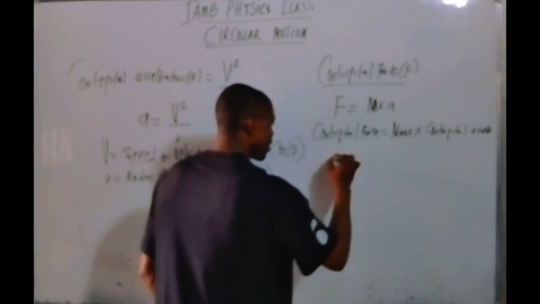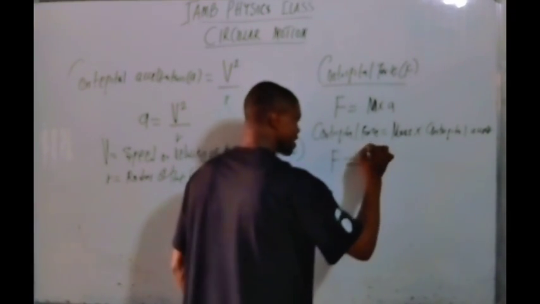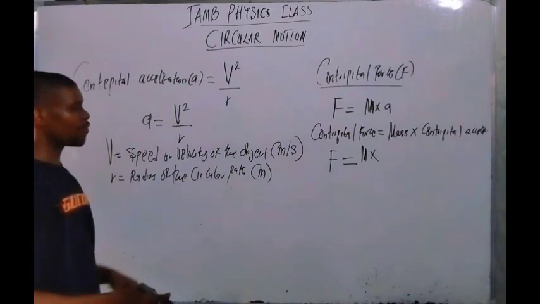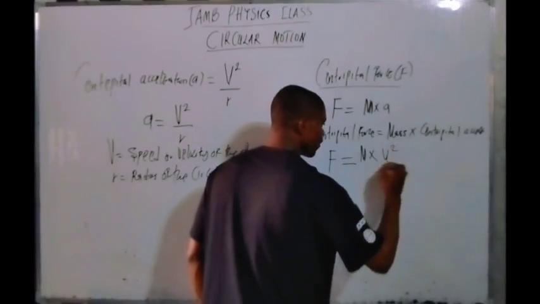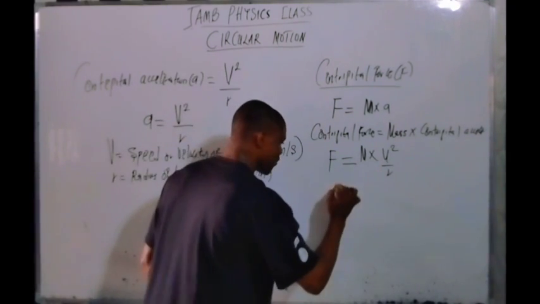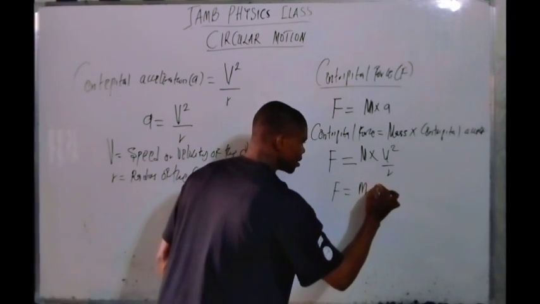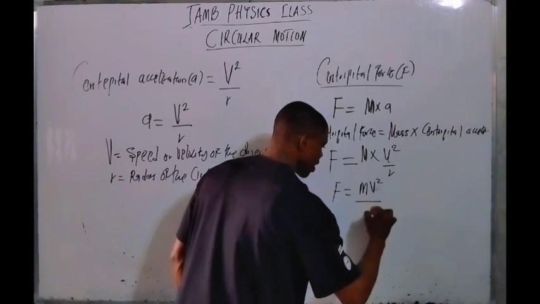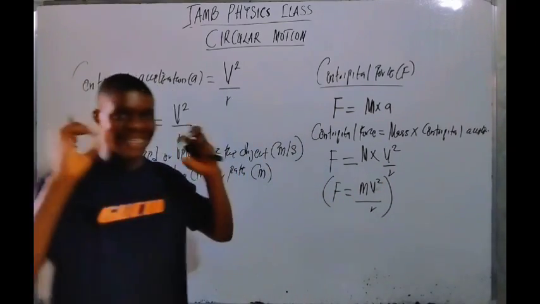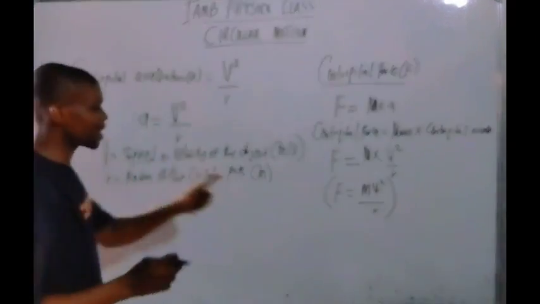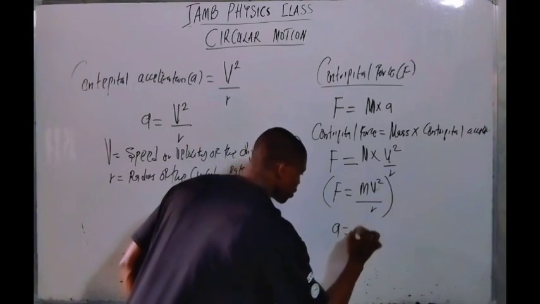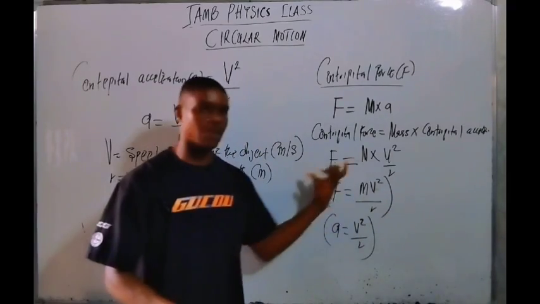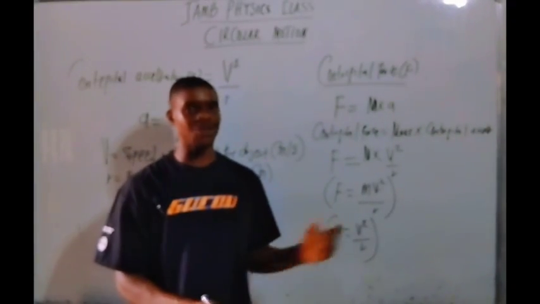So here we can say F is equal to the mass m times the centripetal acceleration. Remember, centripetal acceleration is v squared over r. So when you combine it together, you have F equals m v squared over r. The key thing you want to take here is your centripetal force, F equals m v squared over r, and your centripetal acceleration, a equals v squared over r. These are the two key formulas we are going to use to solve problems here, and I'm going to show you how you can solve problems using these formulas.